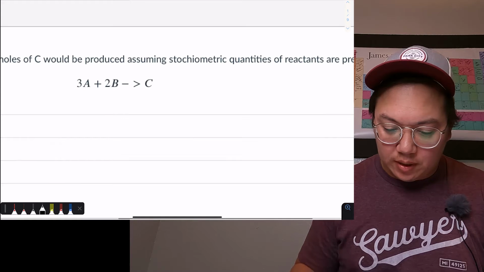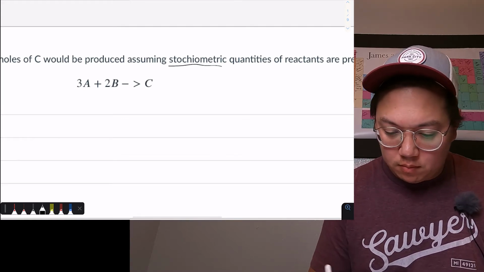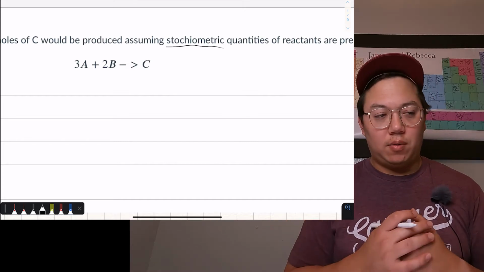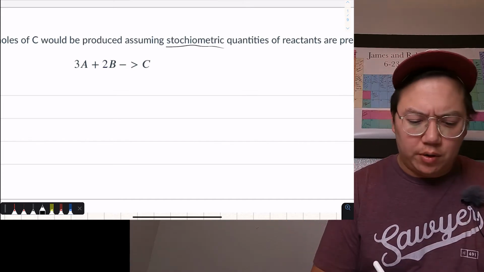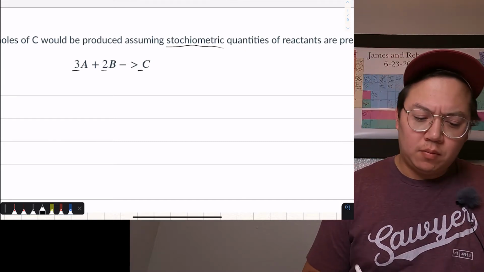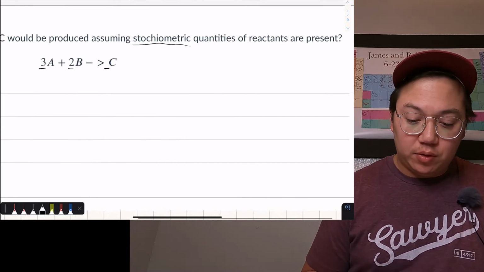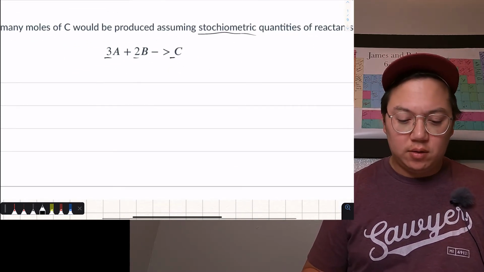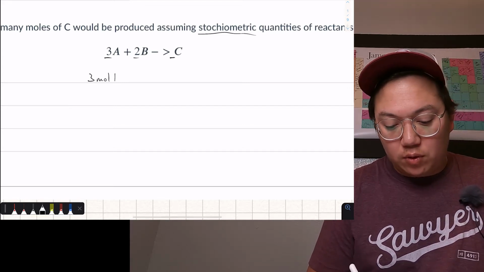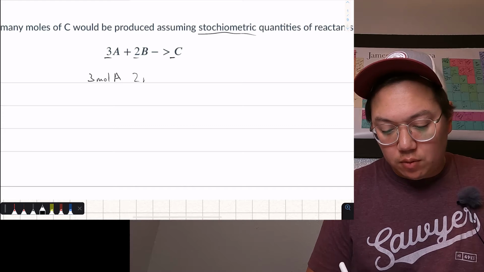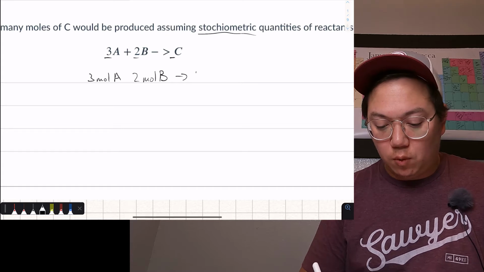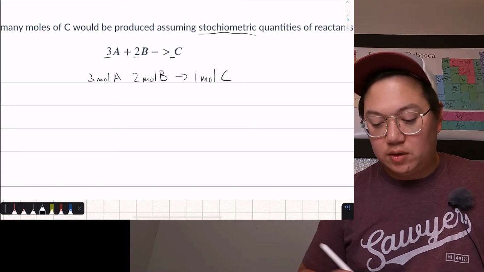And stoichiometric means the quantities that are asked for in the reaction. So here we've got 3, 2, and then there's a 1 here that's implied. So how many moles of C would be produced assuming stoichiometric quantities of reactants? This means that this is asking for 3 moles of A, 2 moles of B, and it's saying that that will produce 1 mole of C.